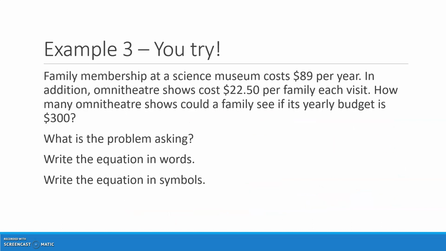All right, one more. Try this one and then pause the video while you are trying it and then come back and we'll check your answer. All right. Family membership at a science museum costs $89 per year. In addition, Omnitheater shows cost $22.50 per family each visit. How many Omnitheater shows could a family see if its yearly budget is $300?